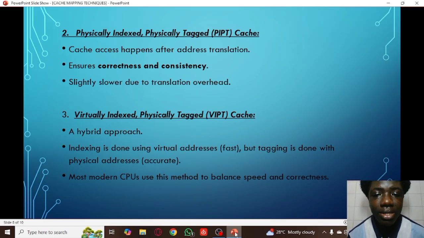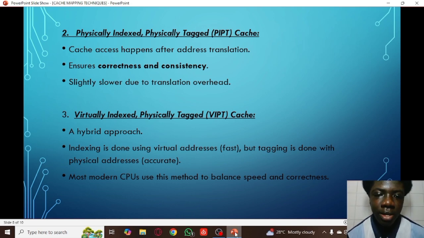The second is physically indexed, physically tagged cache. Cache access happens after address translation. The PIPT cache ensures correctness and consistency. The PIPT cache is slightly slower due to translation overhead.